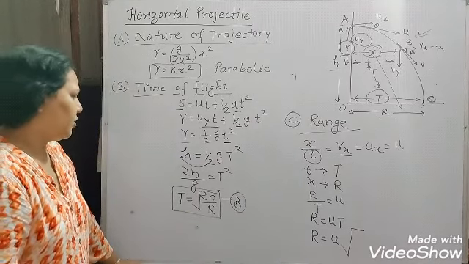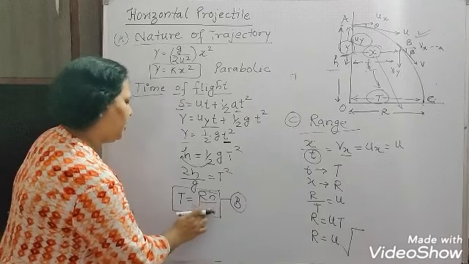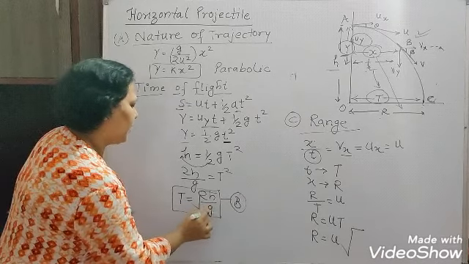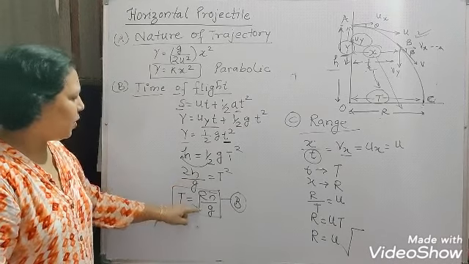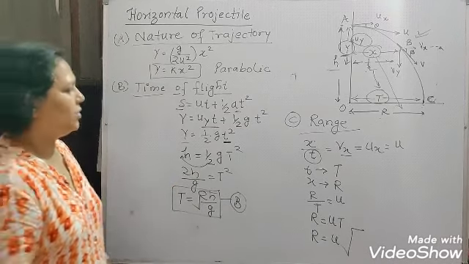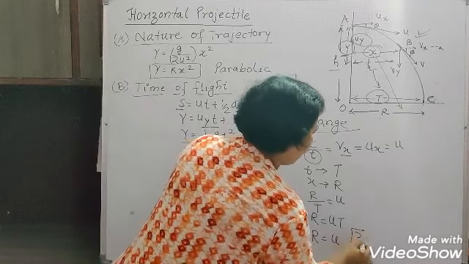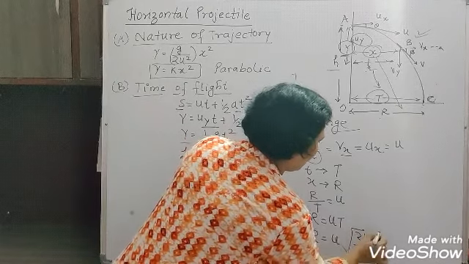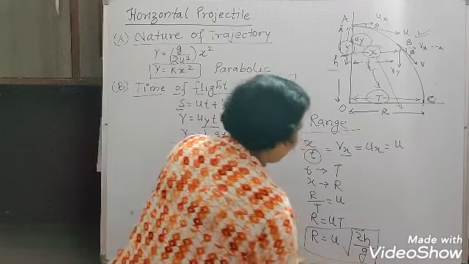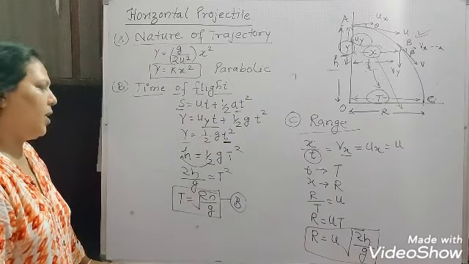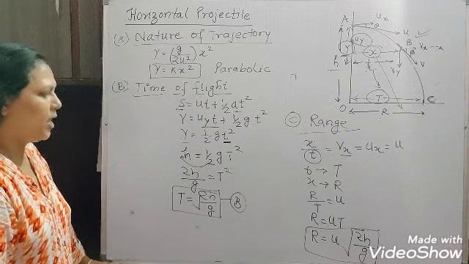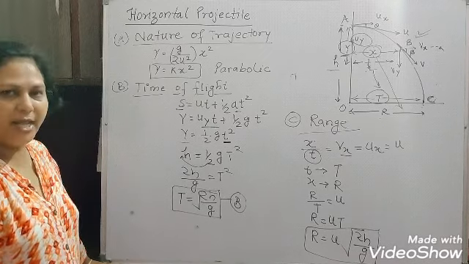Sorry, it is root of 2h upon g, not r. By mistake I have written r here, this is 2h upon g. Okay, so this will come 2h upon g here. So we'll write here the range is equal to what? It is u root of 2h upon g. Okay, so this is for the range.